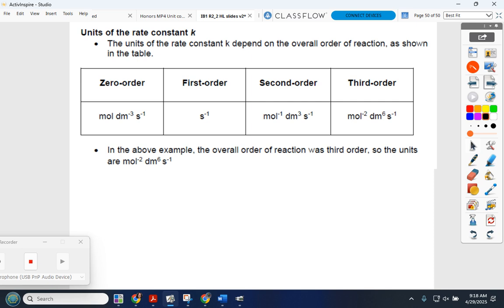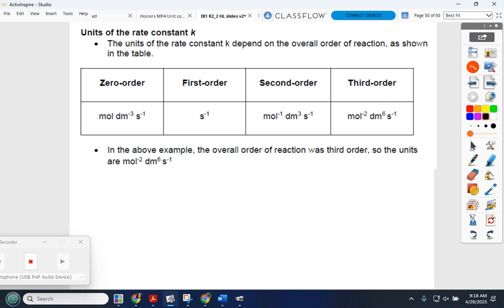If it is first order, then we're going to have 1 moles per decimeter cubed in the denominator, canceling the 1 moles per decimeter cubed from the rate units. So all that's going to be left over is the seconds to the negative 1. Second order, we're going to have 2 moles per decimeter cubed in the denominator. So we're going to cancel one of those, and then we're going to end up with the opposite signs, because it's in the denominator, of our moles and our decimeters cubed. And the seconds is still going to stay there. Seconds to the negative 1 is going to be there in all of them.